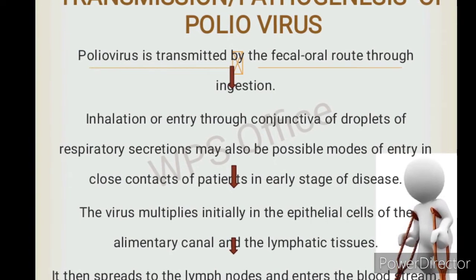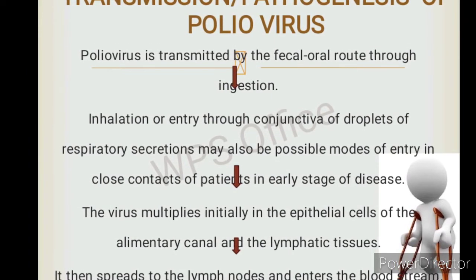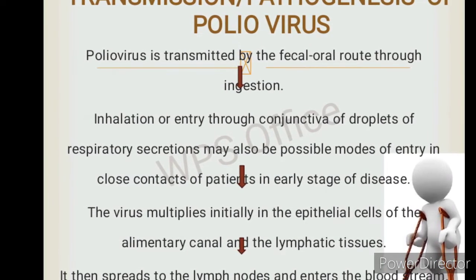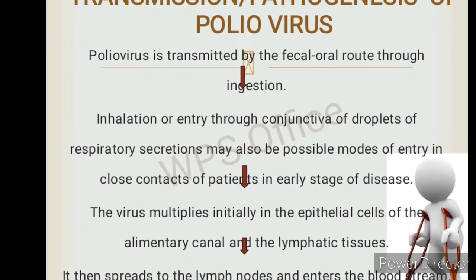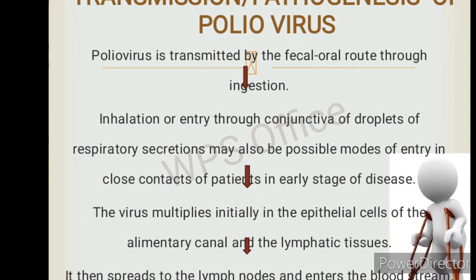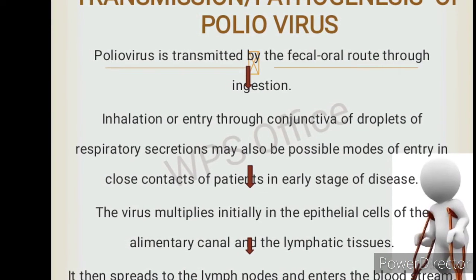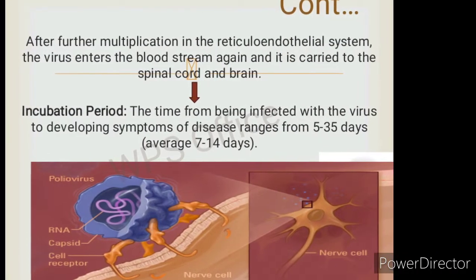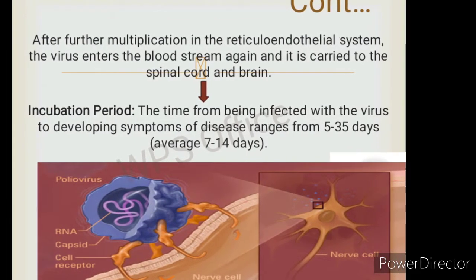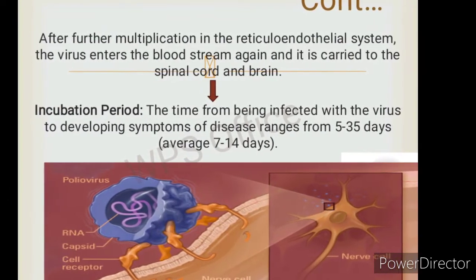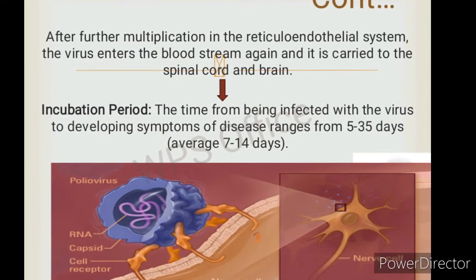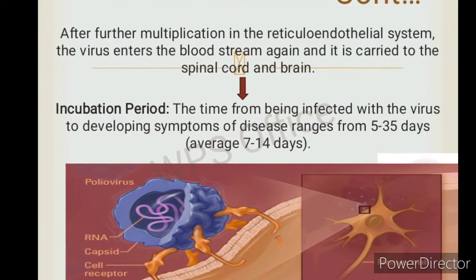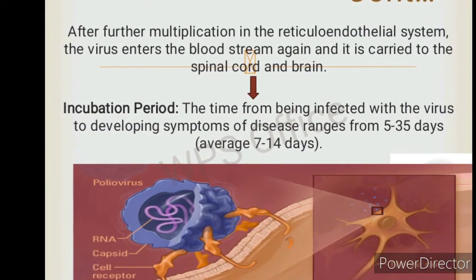After the virus is inhaled through the droplets, it will enter through the respiratory system. Then the virus will multiply in the epithelial cells, then spread to the lymph nodes, then enter the bloodstream. After further multiplication, the virus will enter the bloodstream again, carried to the spinal cord and brain. The incubation period is usually 7 to 14 days.